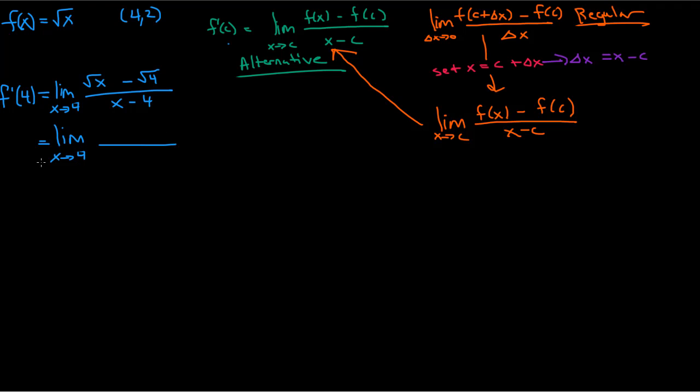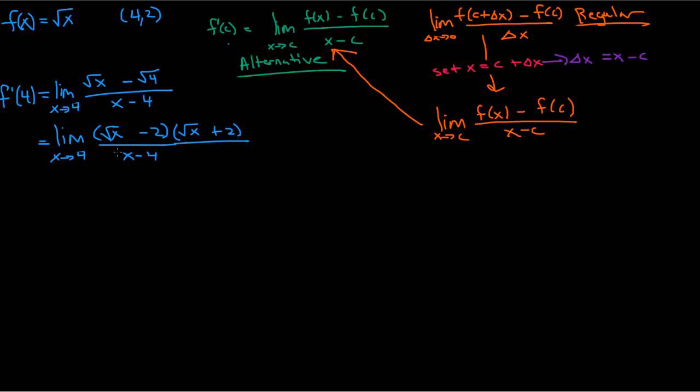Now, how did we solve these before? When we had roots involved, we usually had to rationalize the numerator to evaluate the limits. So let's do that here. We have the square root of x minus 2. Let's rationalize the numerator. So that's the square root of x plus 2.